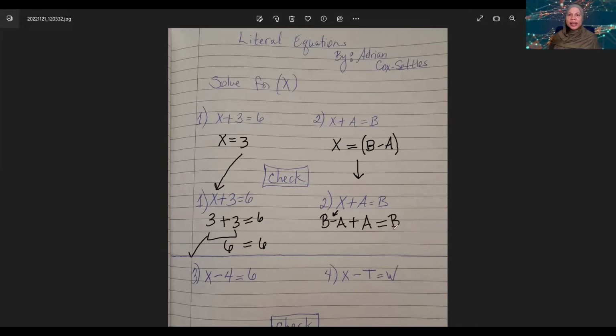Okay, now you're looking at this saying, oh my goodness, that's too much. So let's come over here. B minus A plus A. So what can we do? The two A's can cancel out because they have opposite signs. Bam, that's gone. So what do we have? We have B equals B. Now, is that a true statement? Yes, it is. So the check is correct. That means your answer is correct. B minus A is equal to X.